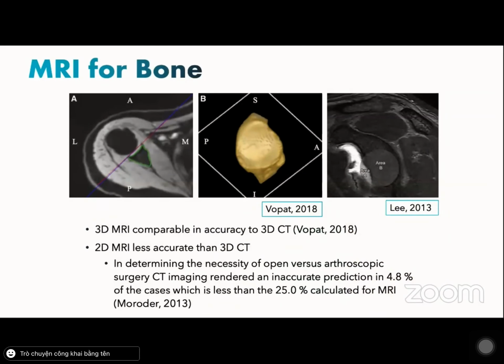Okay, a word of caution if you intend to use your MRI to assess the degree of glenoid bone loss. I think most of the studies have shown that MRI is slightly less accurate compared to CT, but if you really have to, you might want to try to do a 3D format using your MRI images, which will kind of increase the accuracy.